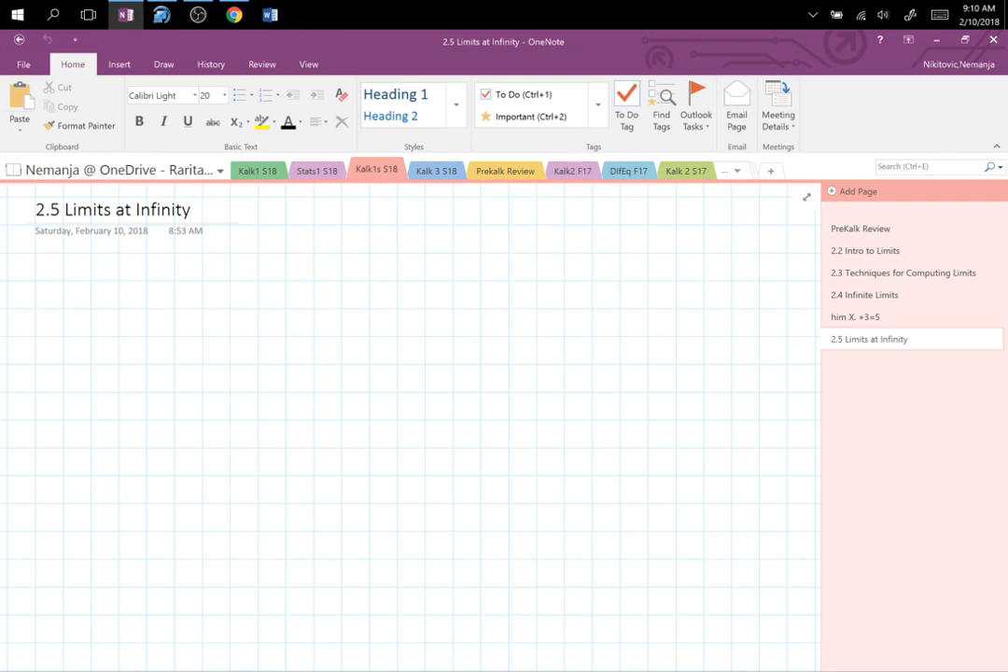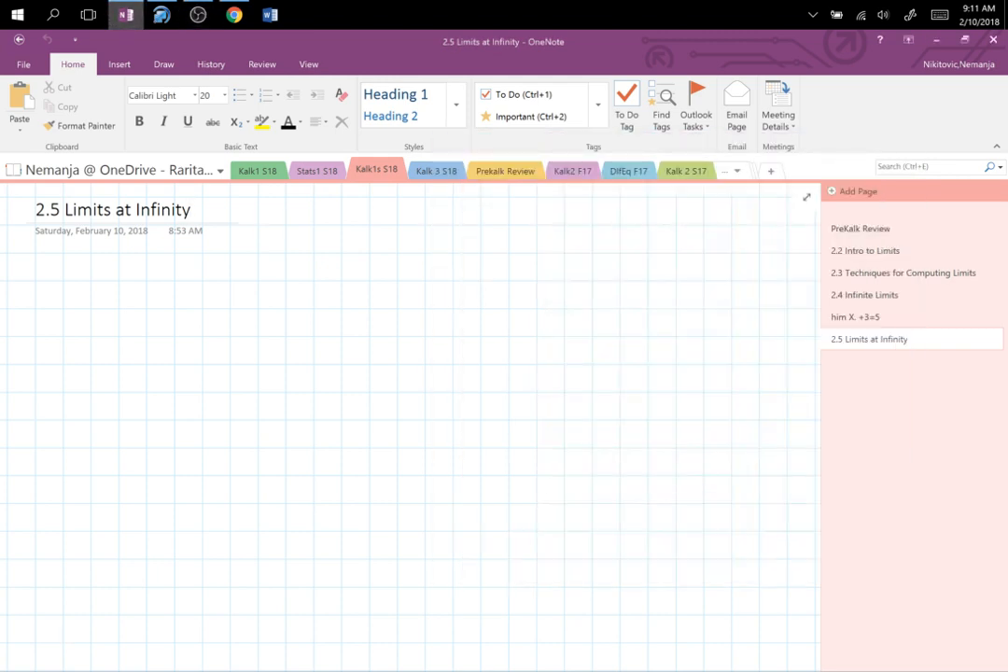And welcome back to Calculus 1, section 2.5, limits at infinity. So the previous section was infinite limits, which means the answer was supposed to be infinite. Now, with limits at infinity, you are looking for the answer once you consider x approaching infinity.